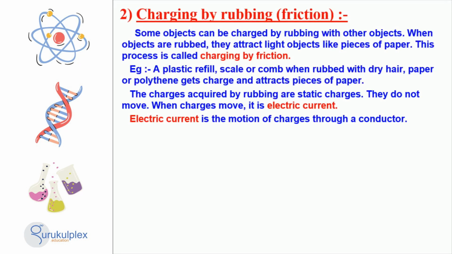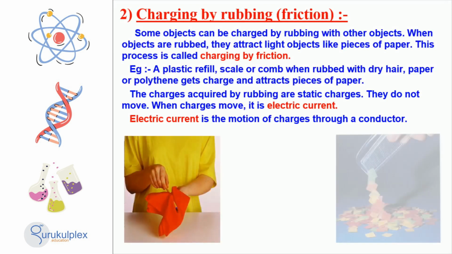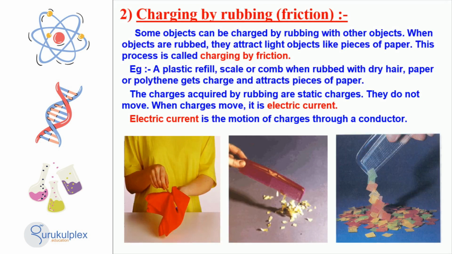Friction is a powerful force of nature that can be used to generate static charges. This is done by rubbing two objects together. The atoms of the objects interact with each other, causing them to draw in light objects like pieces of paper. This is known as charging by friction. An example of this is if you rub a plastic refill, scale or comb with dry hair, paper or plastic, it will acquire a charge and be able to pick up pieces of paper.